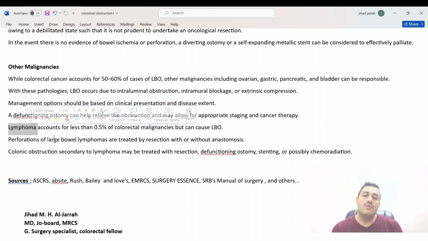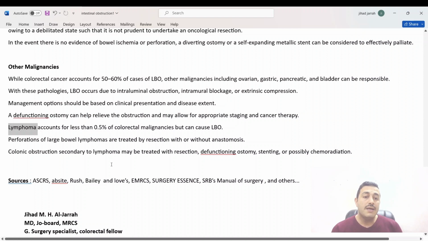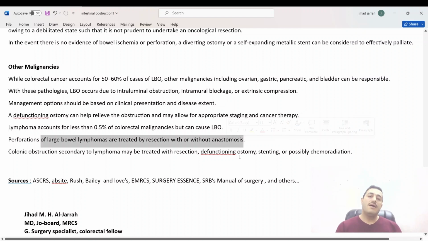Can we proceed with lymphoma to defunctioning stoma or stenting or chemoradiation? If time permits, no problem with a similar technique. For example, treating the patient with lymphoma presenting with partial large bowel obstruction, we can proceed with chemoradiation first, or stenting, or defunctioning stoma. The classic teaching is the large bowel lymphoma treated with resection with or without anastomosis.